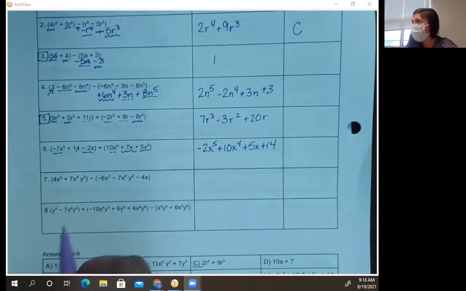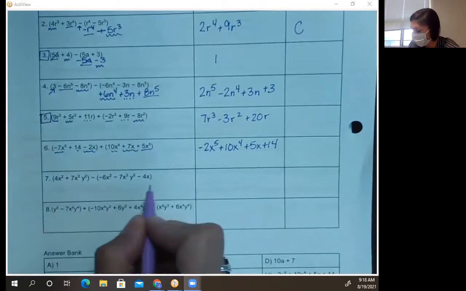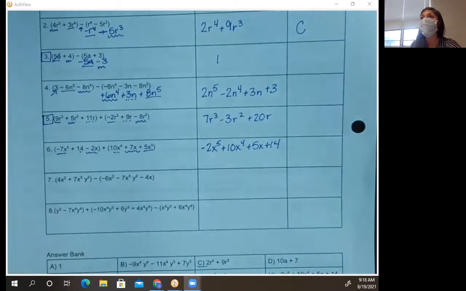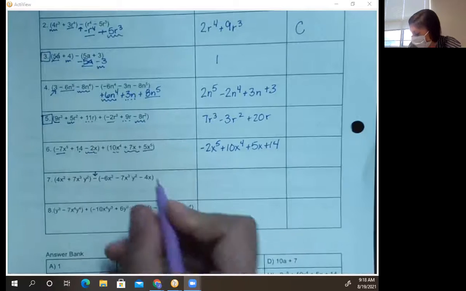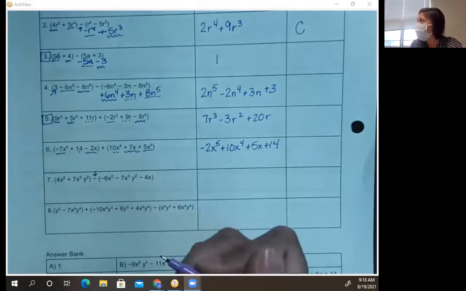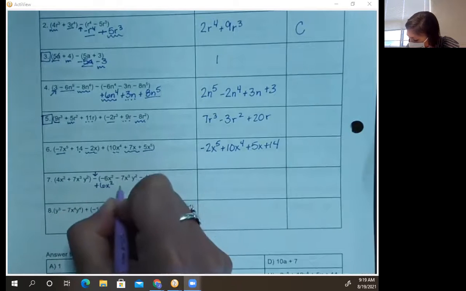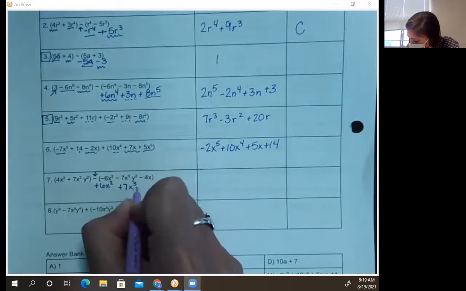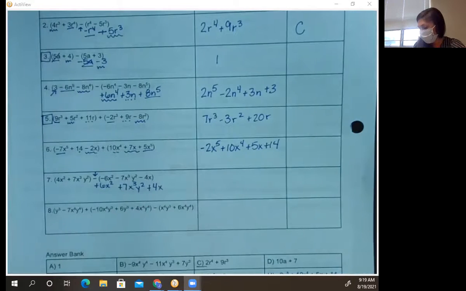For number 7, again, I'm combining polynomials, but this time my terms have more than one variable. So I've got x's and y's in here. I'm going to treat this exactly the same way by combining like terms. I just have to make sure I match up both the x and the y exponents for my like terms. And then since this is subtraction, I'm going to write that piece that I'm subtracting with the signs changed. So this would be plus 6x squared plus 7x cubed y squared plus 4x. Remember, the subtraction is going to change my signs.